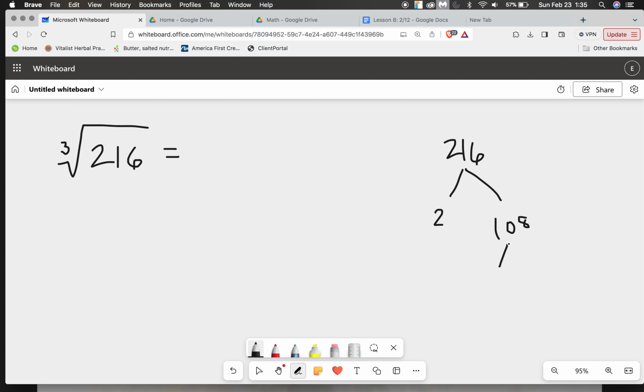This 108 can be broken down. And once again, it's an even number, so we know we can take out another 2. So let's do that. Alright, so 2 times 108. Well, half of 8 is 4, and half of 100 is 50, so 54.